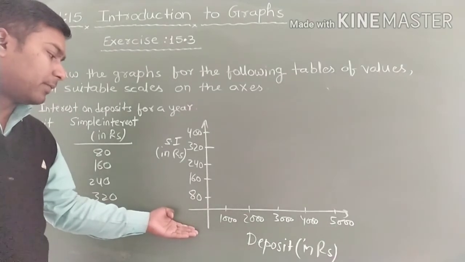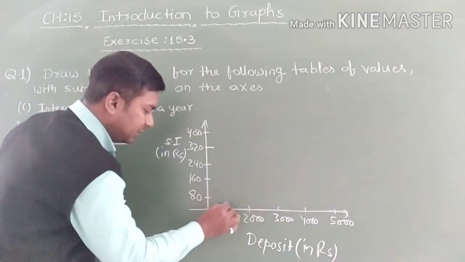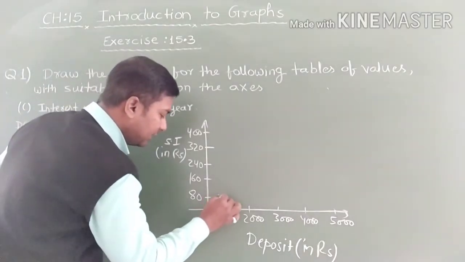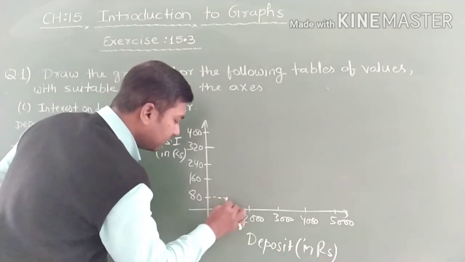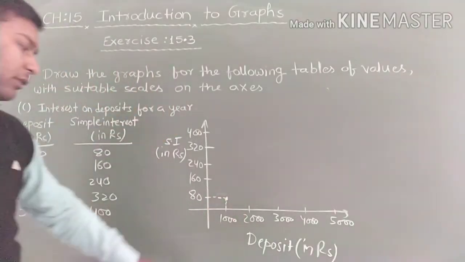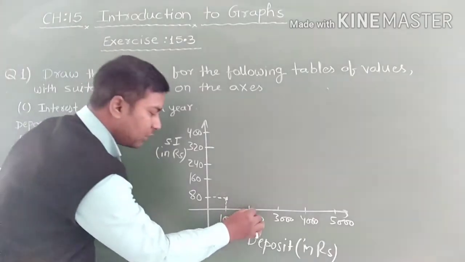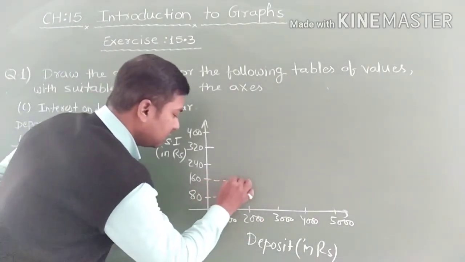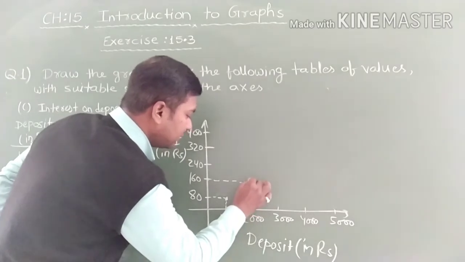Now what is given? Deposit 1,000, simple interest will be 80 rupees. So this is 1,000 and this is 80. Now draw a dotted line. So this is the point. Now next, 2,000 and 160. So this will be 2,000 and this is 160. Now this is the point.